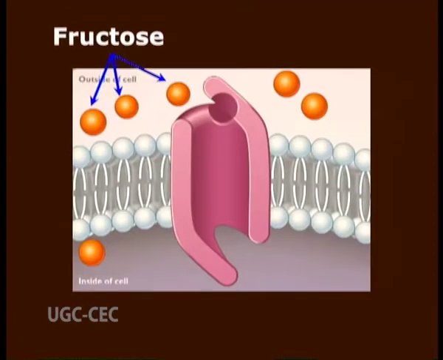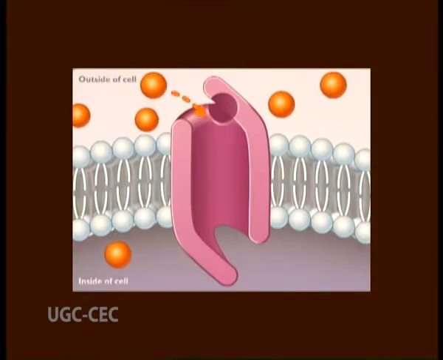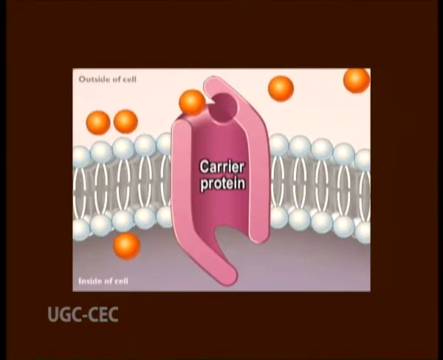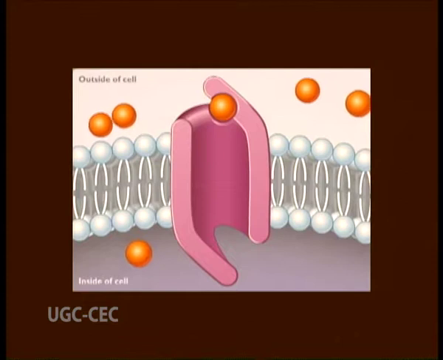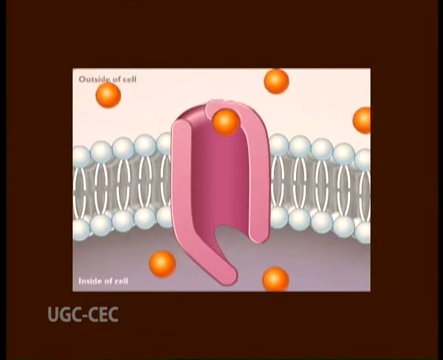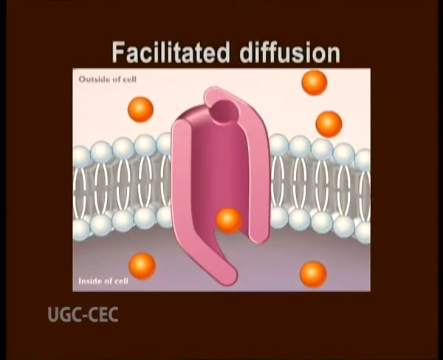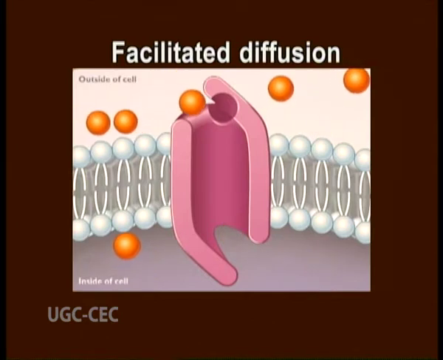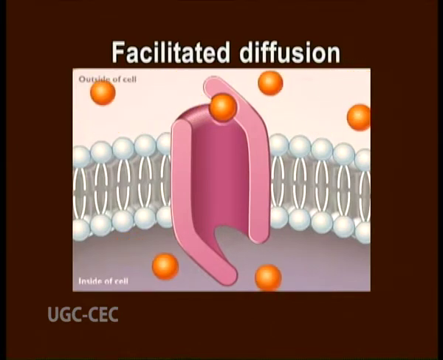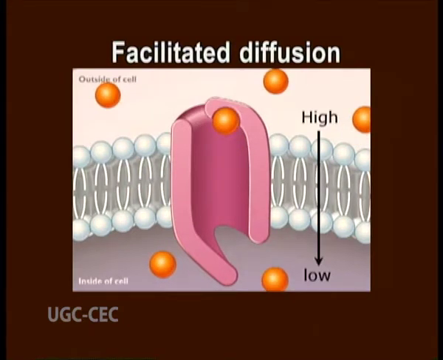Some substances such as fructose molecules need a little assistance to enter and exit cells. Proteins embedded in the cell membrane lightly bind to these substances and then change shape to allow the substance to move across the cell membrane. This process is called facilitated diffusion. Here substances are moved from an area of high concentration to an area of lower concentration.